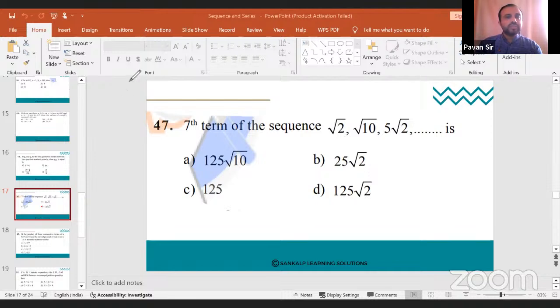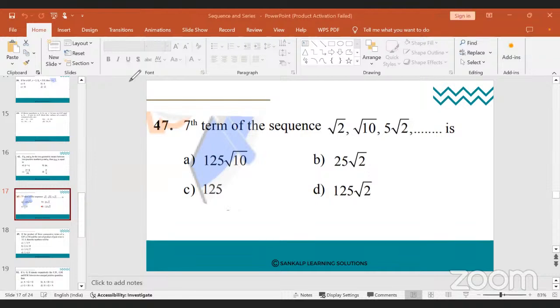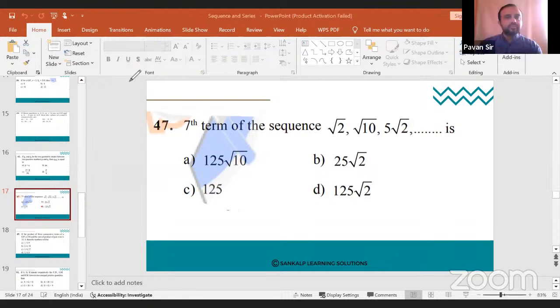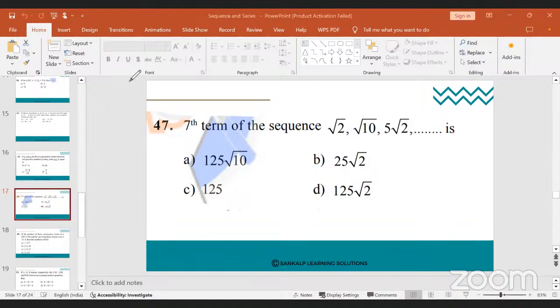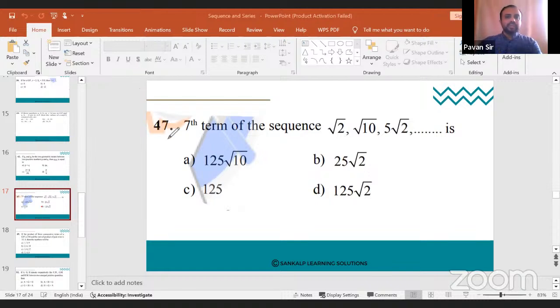Okay, try to solve now fast. The sequence is given: root 2, root 10, pi root 2. Pi root 2, you can replace it like this also. If you take the 5 inside the root, it will become square, that is 25. So what is it? Root 50. You can write the sequence as root 2, root 10, root 50.